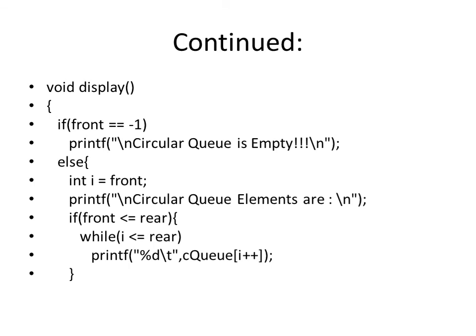Here you can see for display, front equals -1. If it is -1, it is a known thing, the circular queue is empty. Otherwise I am assigning that front, while i is less than or equal to rear, that is the value, then it will print all the contents which are there in the queue.